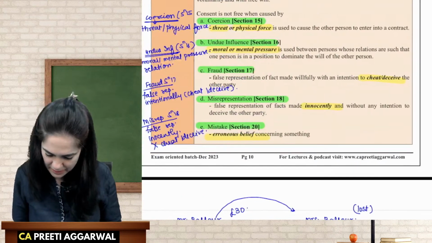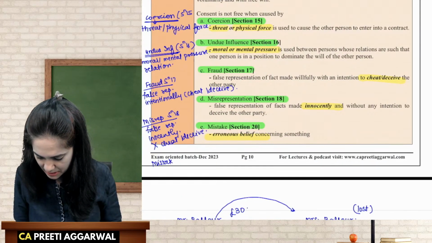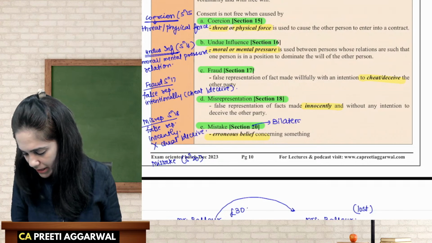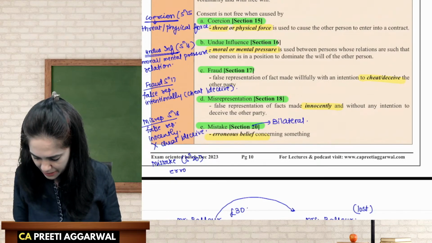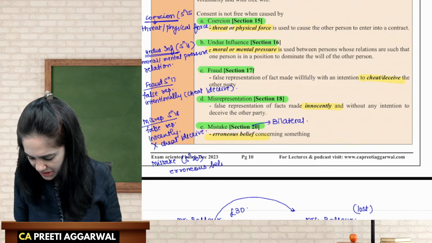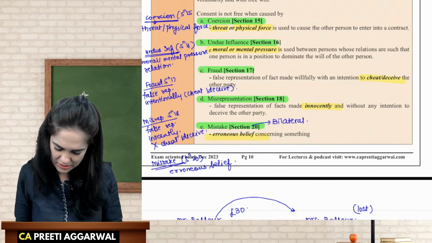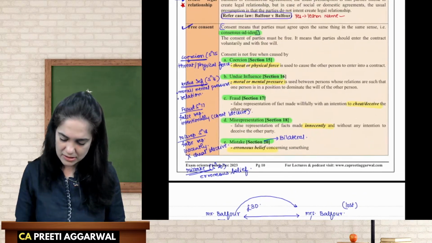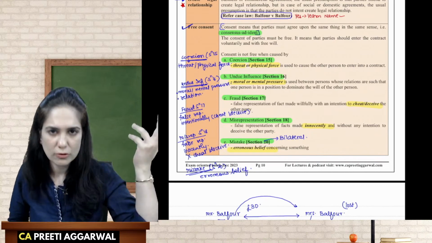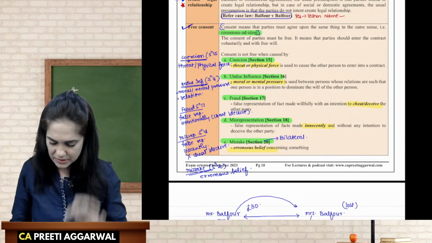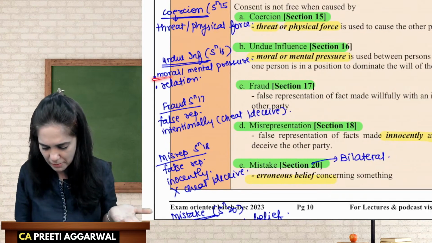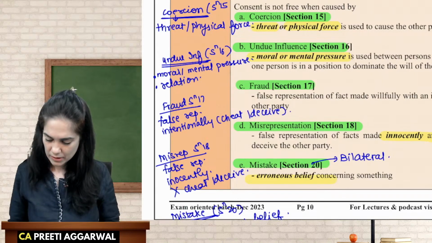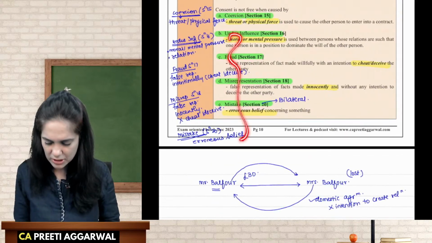In case of mistake, section 20 talks about bilateral mistake. In case of bilateral mistake, there is an erroneous belief. This is my keyword. There is an erroneous belief concerning something. This is how I will write and practice the keywords. This is how you will learn law. These are the words which will fetch you marks. Marks इस पे मिलेंगे, ये words लिखने पे मिलेंगे आपको marks. And not writing in your own words. They want these words in your answer.